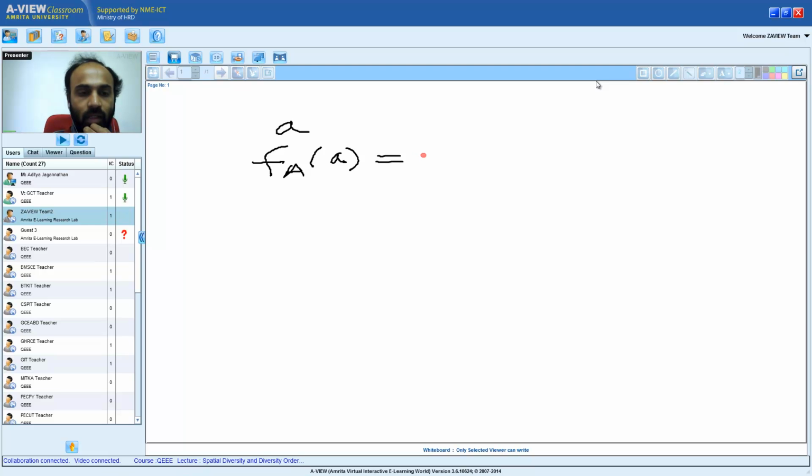f of a is equal to 2a e power minus a square. This is also the Rayleigh fading distribution, right? This is also the Rayleigh distribution, the Rayleigh fading distribution.